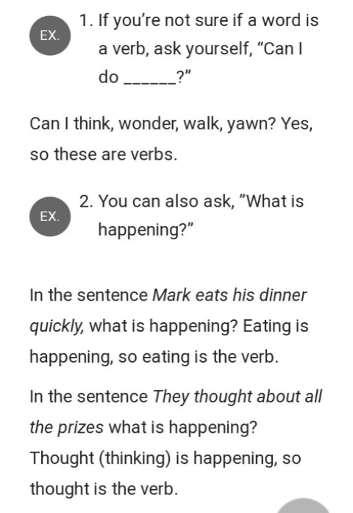In the sentence, Mark eats his dinner quickly. What is happening? Eating is happening, so eats is the verb. In the sentence, they thought about all the prizes. What is happening? Thinking is happening, so thought is the verb.